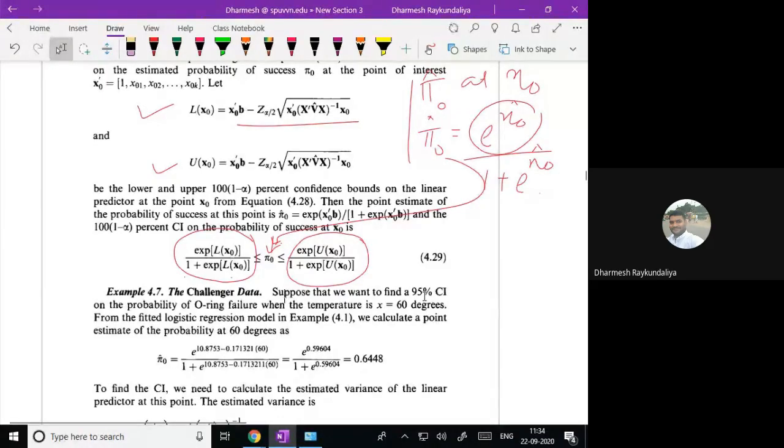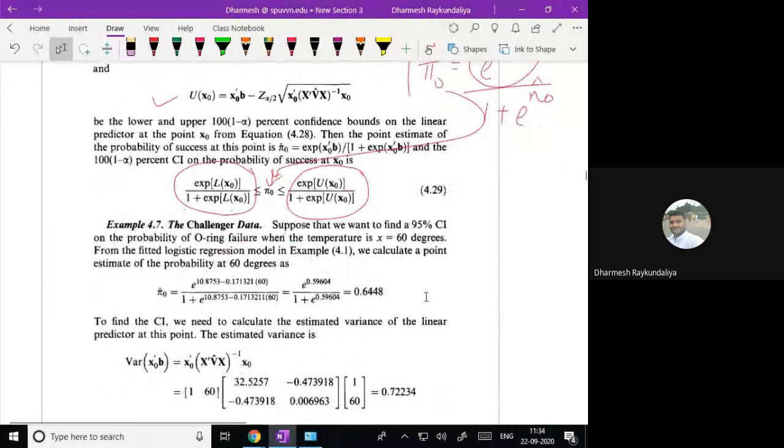Just flow along like water and you will find it so simple to obtain. Okay, so this is the lower limit for the probability and this is the upper limit. Now, what is the question? Suppose the O-ring temperature X is equal to 60 degrees Fahrenheit. I wish to find out the confidence interval for the probability of failure of the O-ring. So I know this is the estimate of beta 0, this is the estimate of beta 1. I just supply the value of x0.